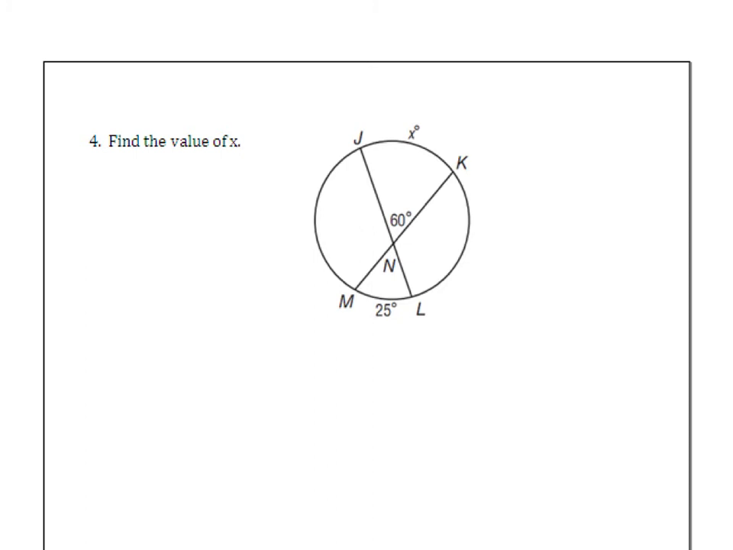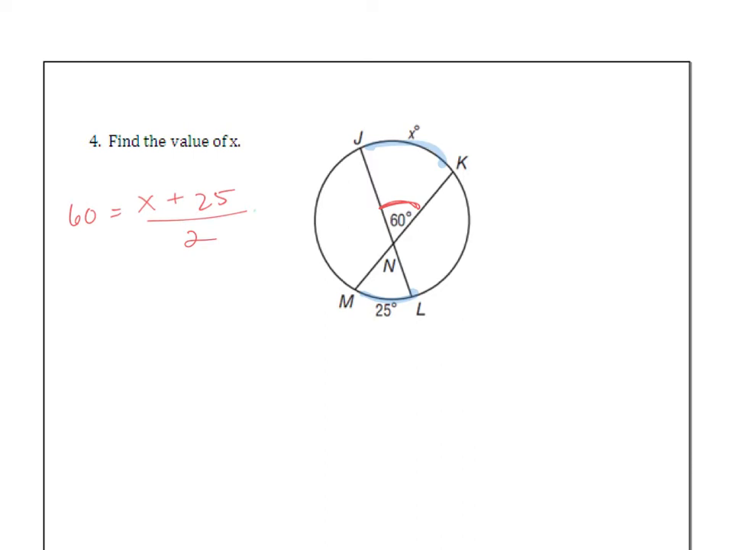So here we are looking for arc JK. We're trying to solve for x. We already know the angle. So remember, usually it's the angle equals one arc plus the other arc divided by 2. So our arcs are the x and the 25. So we add those together and divide by 2, and it should equal 60.